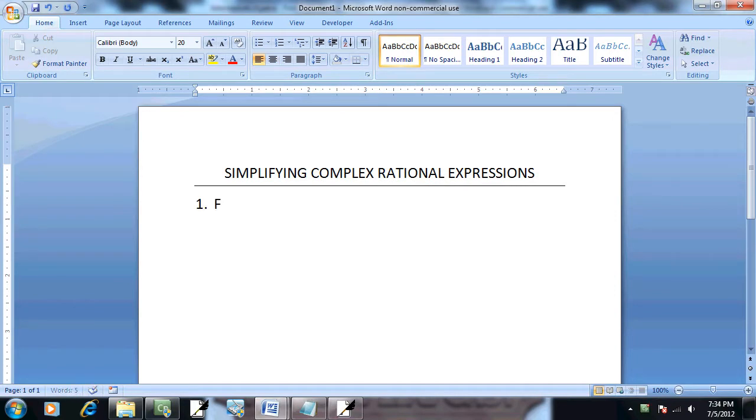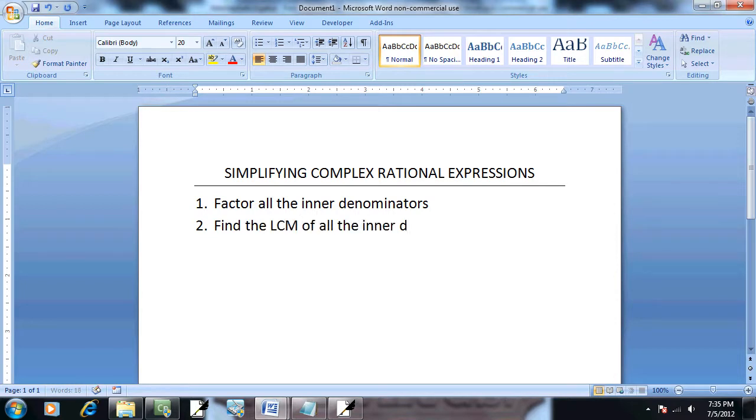Now our first step is to factor all the inner denominators. When I say inner denominators, you have fractions inside of a fraction. So the one that's inside the other one, we'll call that our inner, and it has its own denominator. Find the LCM of all the inner denominators and multiply everything by it.